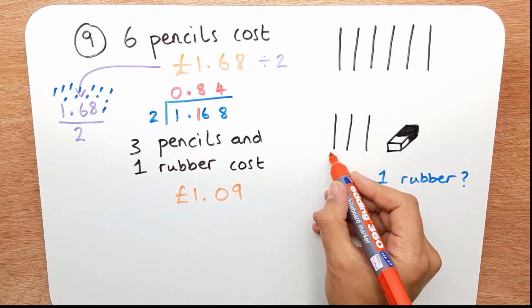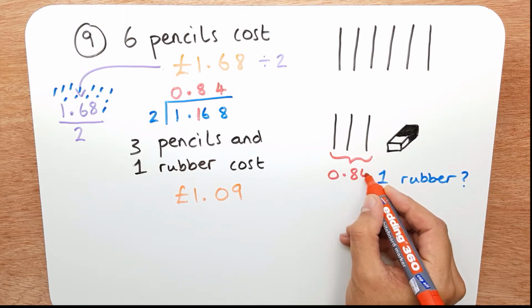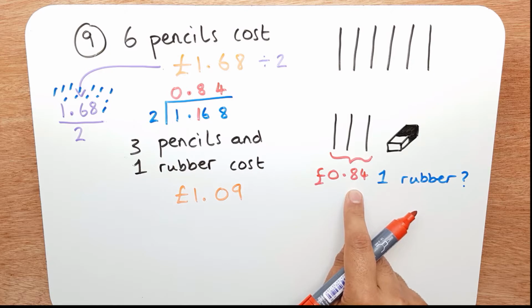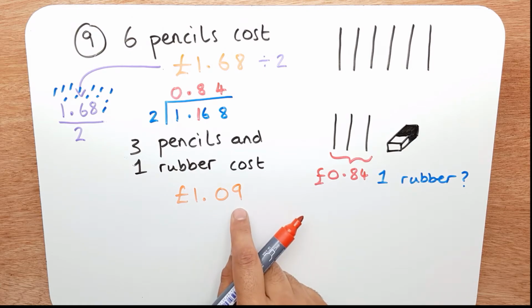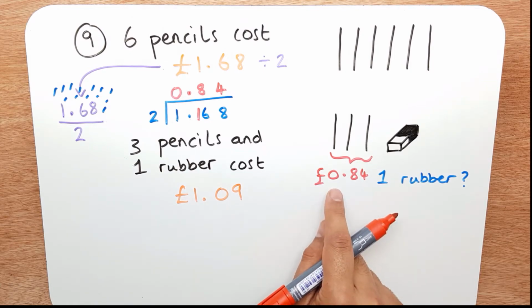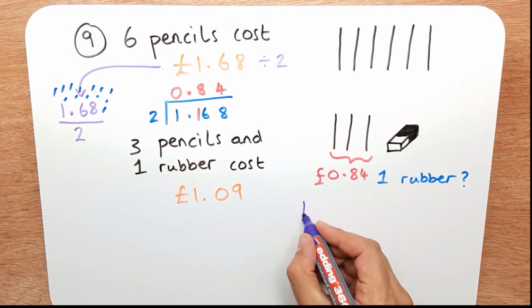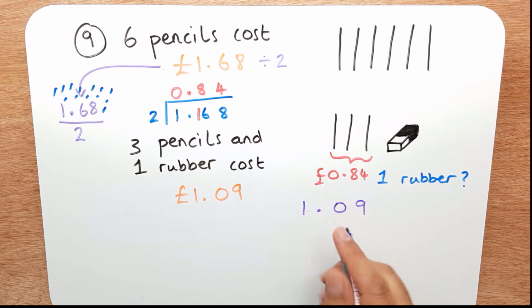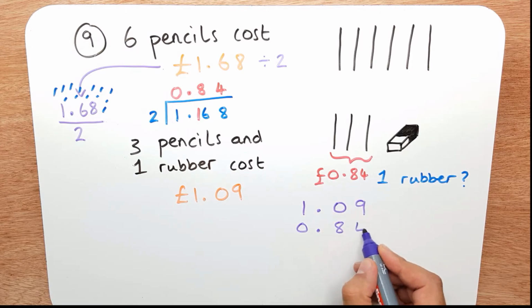So now I know that these 3 pencils cost 84 pence. So I can write it as 0.84 there. But altogether, these 3 pencils and this 1 rubber cost £1.09. So what I simply do is subtract 0.84 from £1.09. So let me line these up in columns. 1.09, and I have to be careful with this. So I line up the decimal point. 0 goes to the left and 8, 4 here.